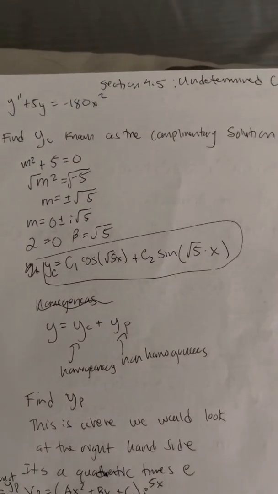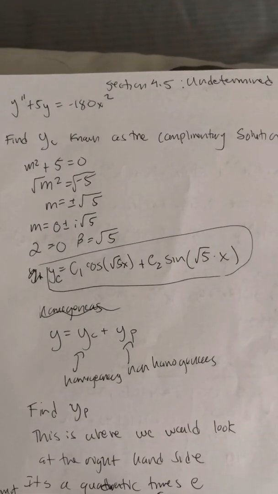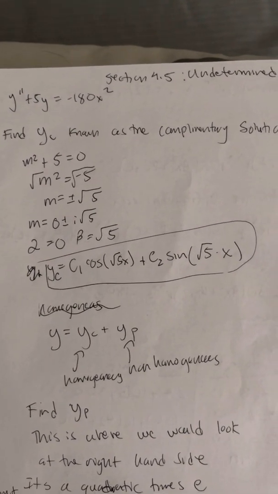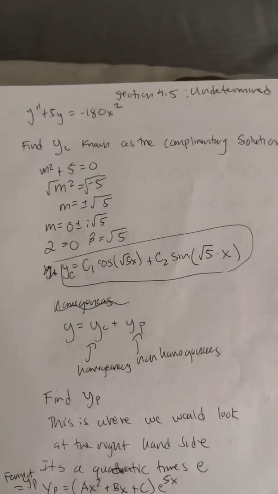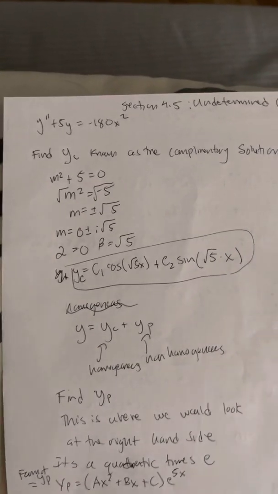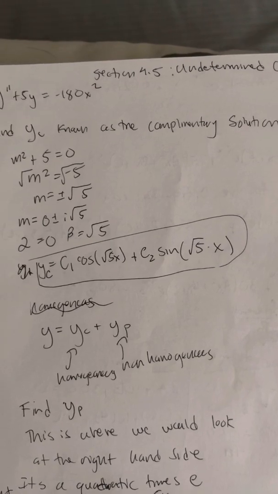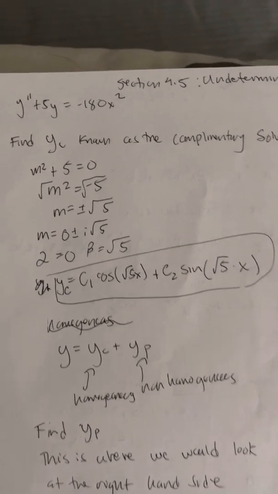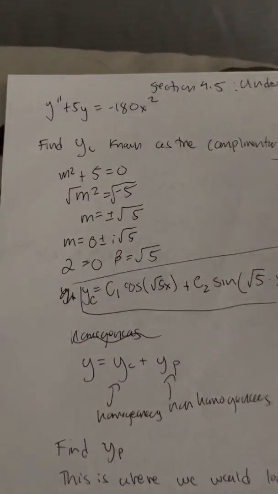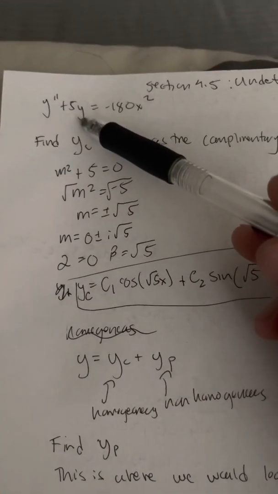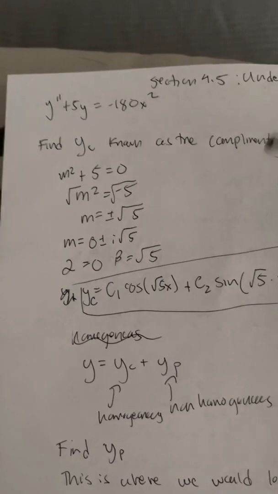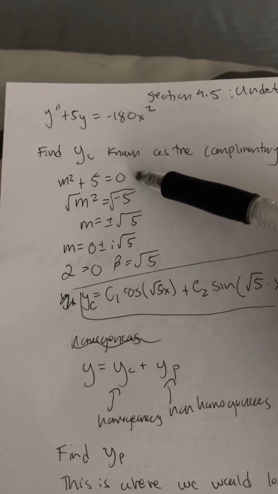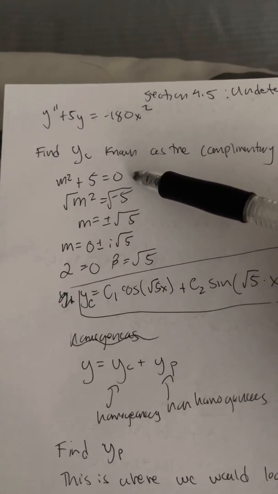Before we start, I just want to let you know the formula that I'm going to be using is y equals yc plus yp, also known as the homogeneous plus the non-homogeneous. So first, we're going to set y prime plus 5y equal to 0. So we would do that. There's another way we can write it as m squared plus 5 equals 0.